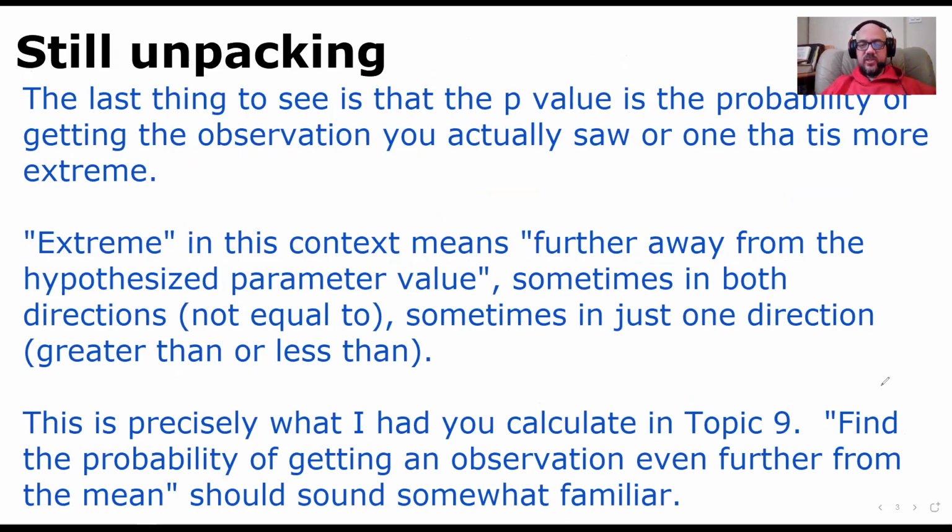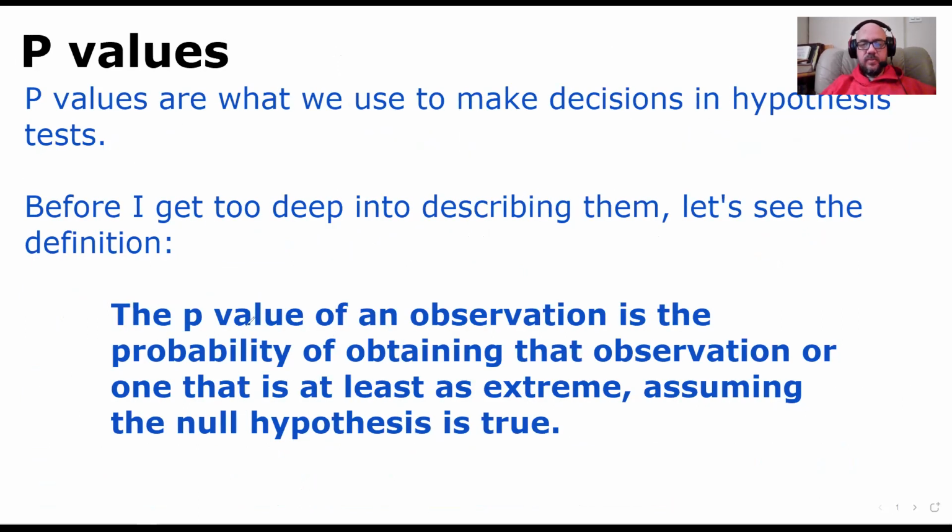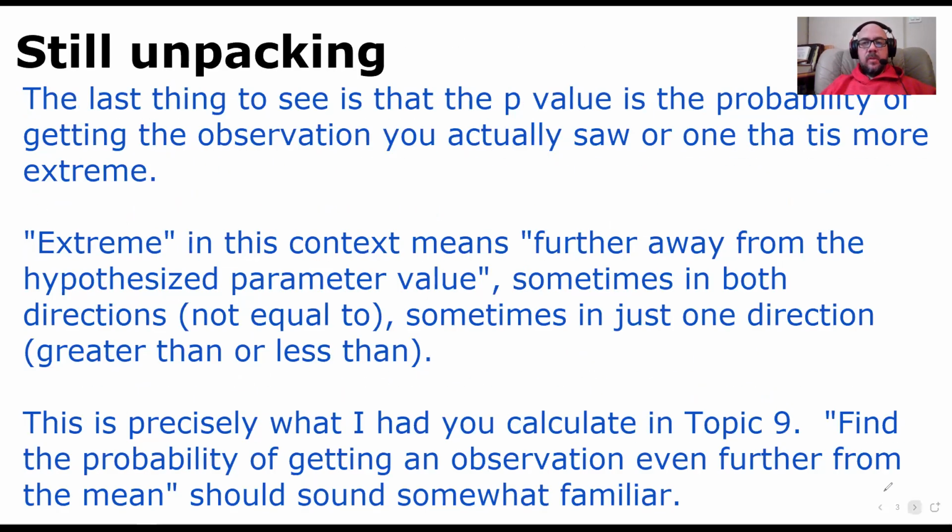The last thing to see is the middle of the definition here, that the p-value is the probability of obtaining the observation that you got, or one that is at least as extreme. Let me fix my typo here. Might as well fix it while you're watching, right? One that is more extreme. That is more extreme. There we go.